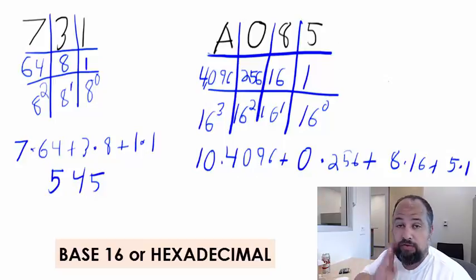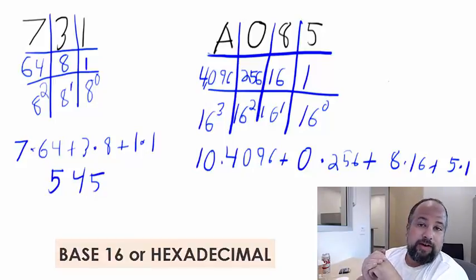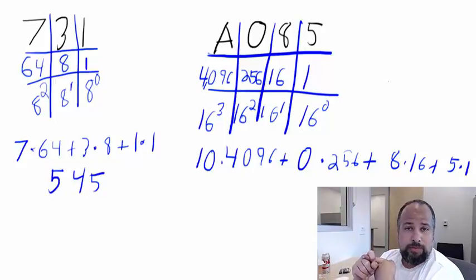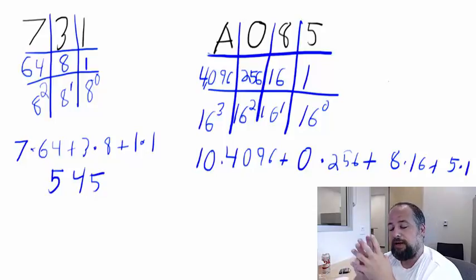And I'm not going to add those up. But if you add those all up, you will get the value of A085. All right? So these are our common number systems that we're going to deal with in this course and that you run into a lot in computer science. Decimal, because that's what human beings use. Binary, because that is how the computer actually represents things. We'll talk about that in a second.